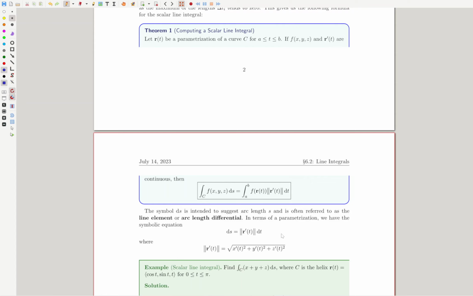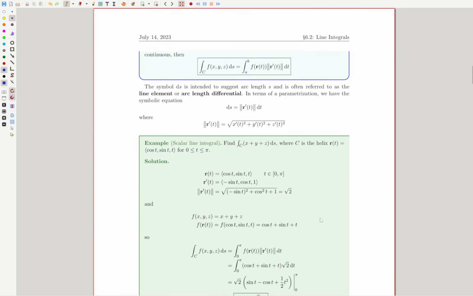Here I'm saying that delta s is supposed to make you think of arc length, and you can think of ds as being this quantity. Being a symbolic equation means we just think of it as a symbol replacement: this ds expands into this. If you have this quantity, you should remember it as the arc length formula, I think from Calc 2.